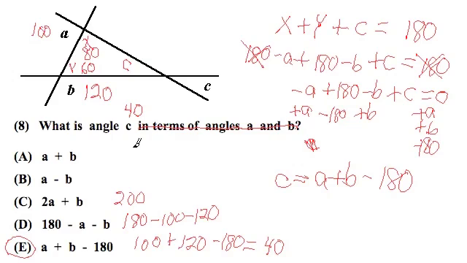Algebraically, when a problem asks for something in terms of some other things, what it is asking for is that something on one side of an equation by itself and the other things on the other side.